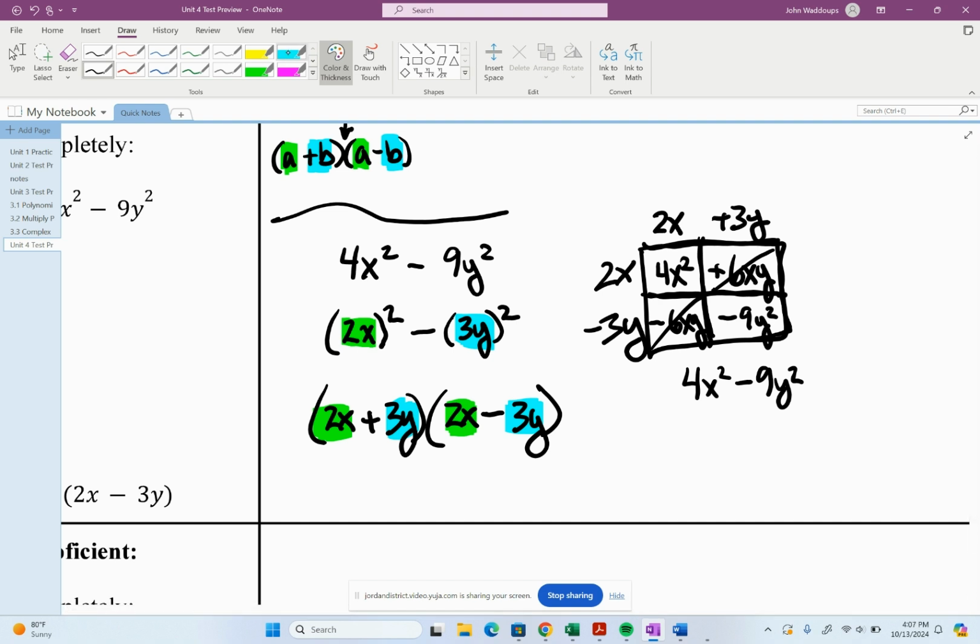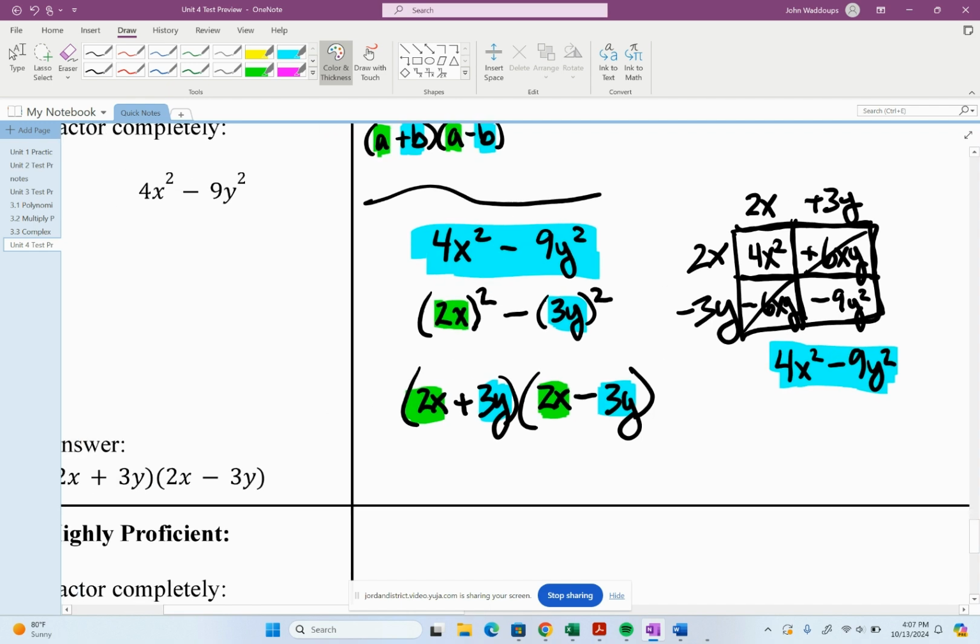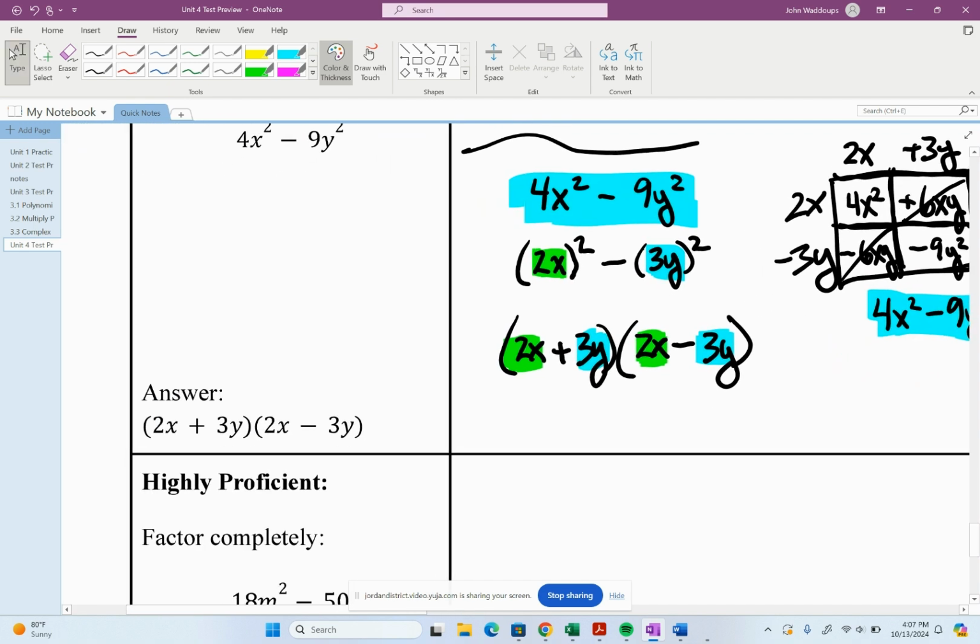And that is the same as what I started with. So I can be confident that my factors are 2x plus 3y and 2x minus 3y.